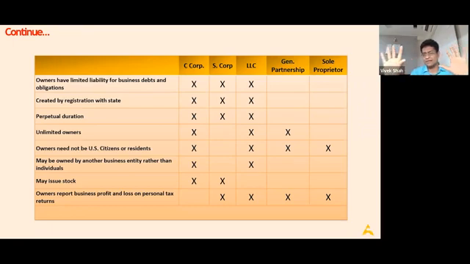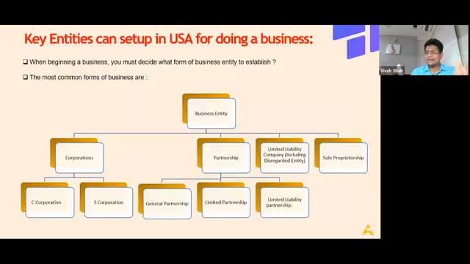Why LLC? LLC has a lot of options. By default, LLC is treated as pass-through taxation. It means that any LLC is subject to partnership taxation. LLC will not pay any tax at the company level. Whatever the taxes we have to offer, we offer at the LLC owners' level. This is the pass-through of the taxation.